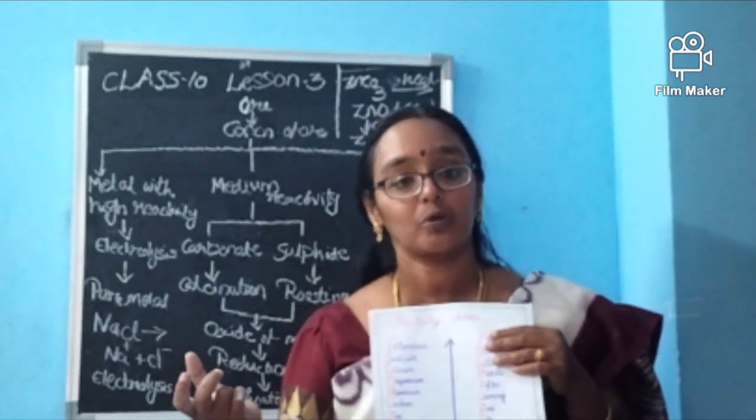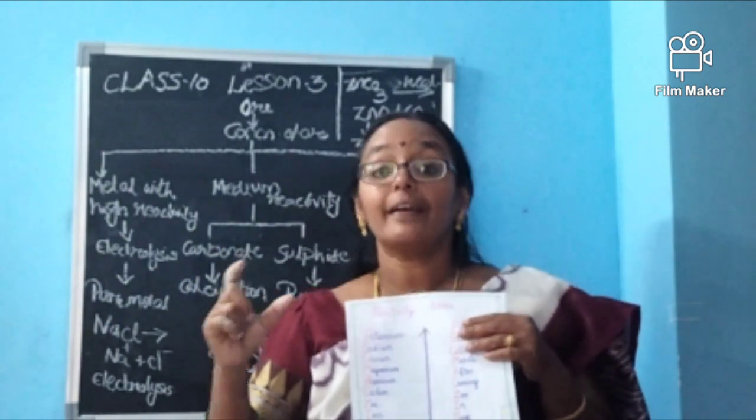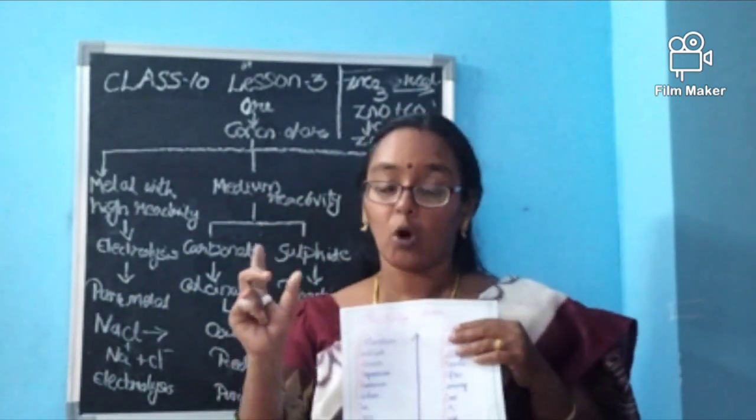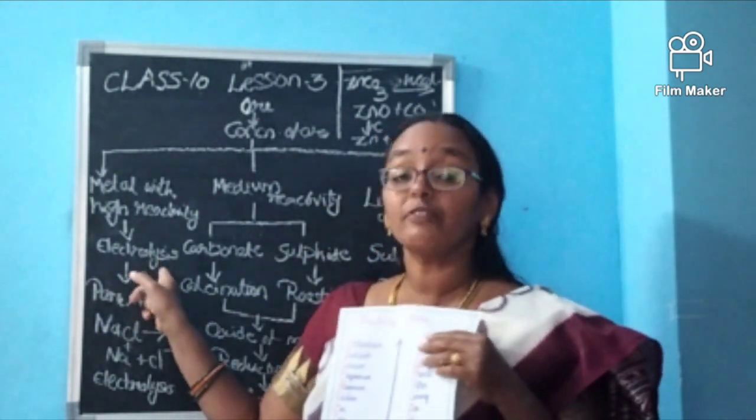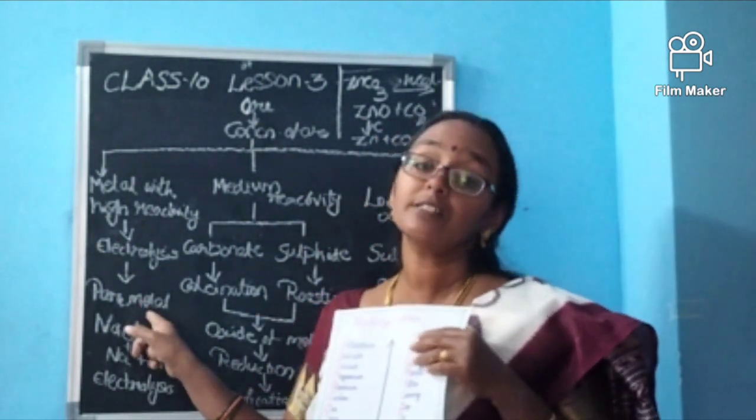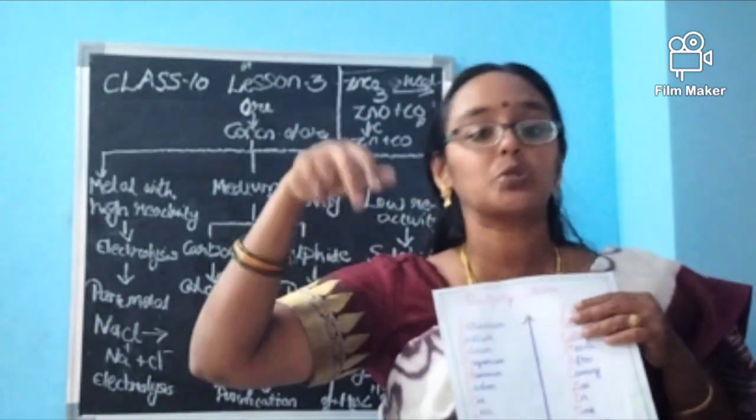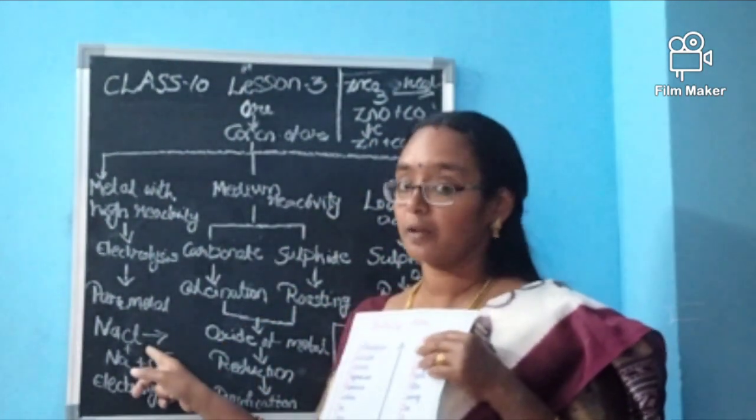Sodium chloride is much more reactive, no? So these will be in the form of molten compounds. Then we do electrolysis, and thus we will get the pure metal. Electrolysis means we are passing electricity through the molten compound.